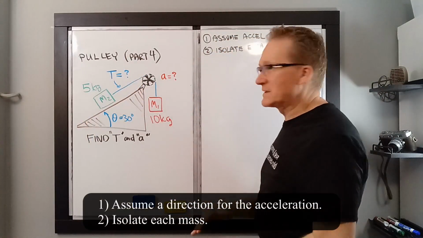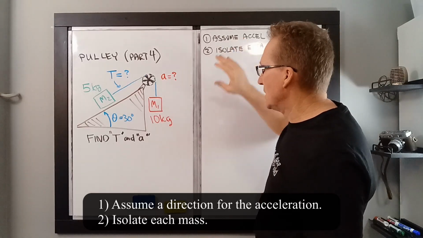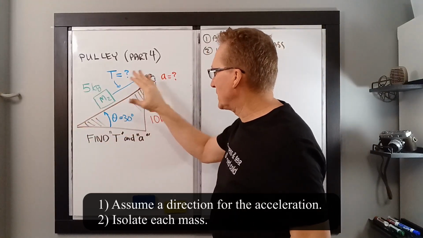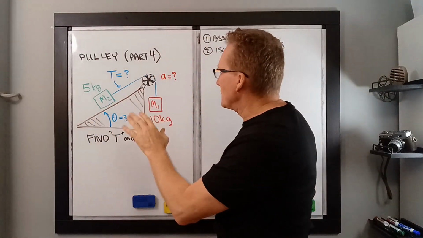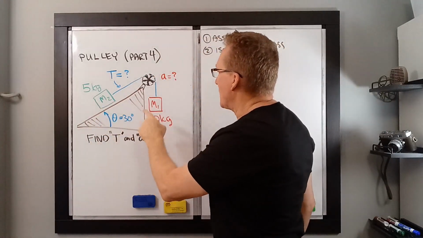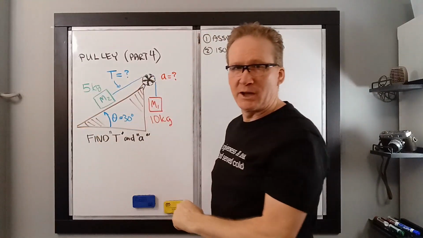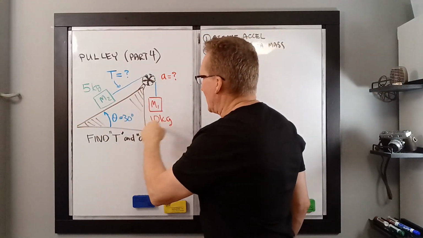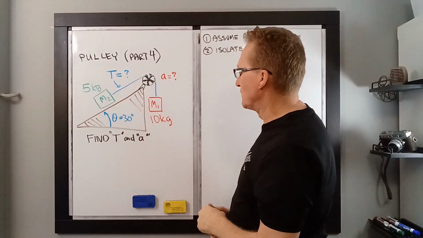So one of the first things that I tell you to do for this, number one, is assume a direction for acceleration. In these kinds of problems, assuming you don't have some sort of friction here, if you assume a direction for acceleration and get it wrong, your acceleration will be negative in the end. And you know you've gone the wrong way and you have to go the other way. But in almost all the problems you're going to be able to know what the acceleration would be.